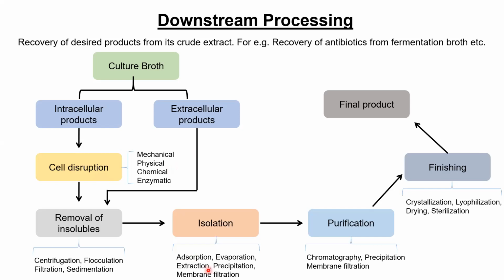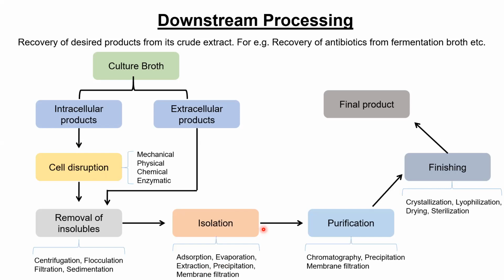The next process is isolation. You can evaporate and then condense. You can adsorb them to some substances. You can use the precipitation method, or you can pass them through filters, where membrane filtration separates two different processes. After we have the crude product isolated, we have to purify it. Normally, chromatography is the technique used for it. Precipitation can also be used, but in the majority of cases, it's chromatography and membrane filtration.